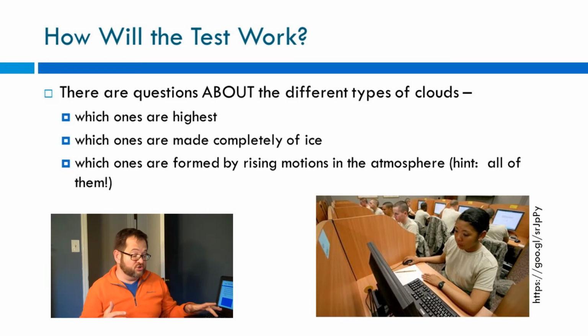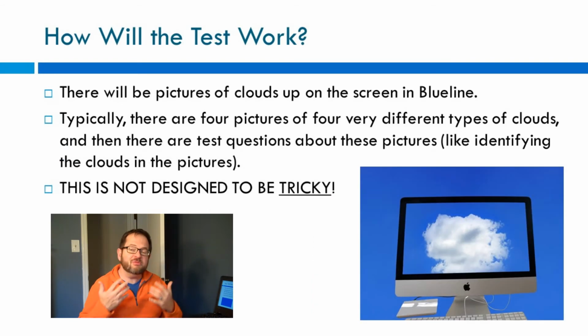That would be one way in which we could do the test questions, but there will also be pictures of clouds on Blue Line. Sometimes I'll have 4 pictures of clouds, and I'll say which one of those is the cirrostratus cloud, or maybe there'll be a picture of a single type of cloud, and it'll say which type of the following 4 types of clouds is that. I want to emphasize something. They are not designed to be tricky questions.